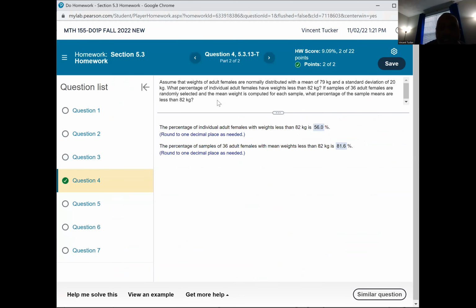All right, so now when it comes to B, let's go back to it. B says, now this includes a sample, so that's the first difference. The sample of adult females is randomly selected and the mean weight is computed for each. So now you're trying to find the mean for each sample. What is the percentage that the sample means are less than 82? So now you're trying to find the percentage chance that when you create this sample, the mean will be less than 82, not just the number.